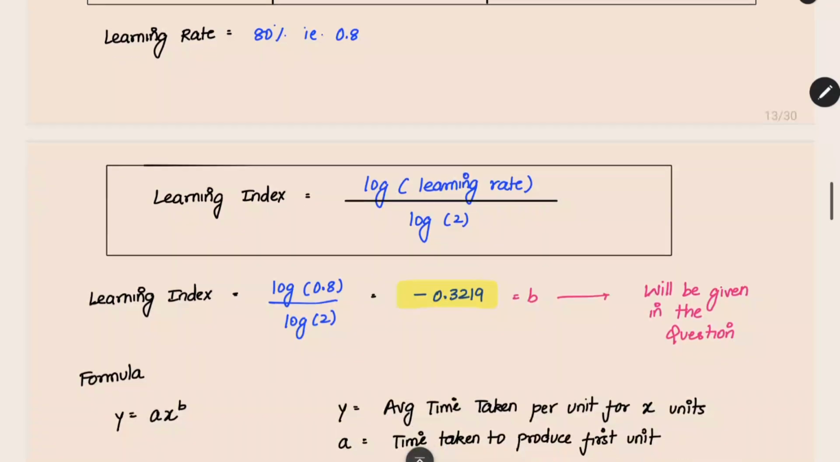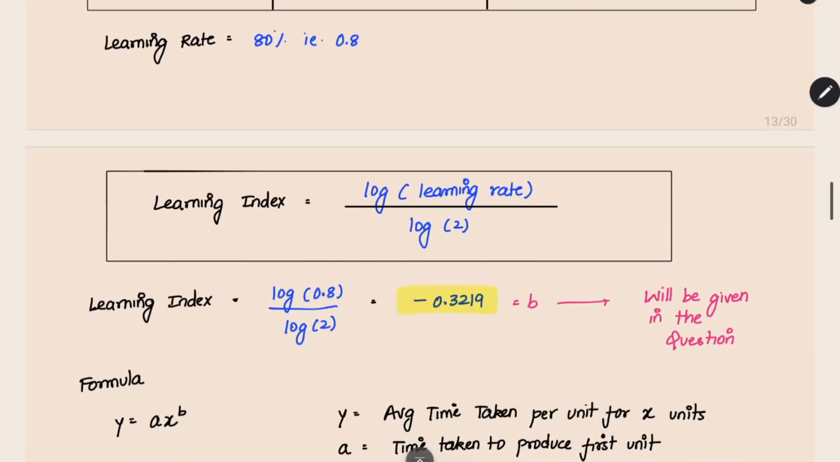Now, you have to find out the learning index. For learning index calculation, we have a formula: log of learning rate divided by log of 2. Learning rate is 80%, that is 0.8, which we saw earlier. We have to find log of 0.8 and then divide it by log of 2. This will be the answer. This will generally be given in the question. You need not remember this formula. They will directly give the learning index, b is equal to this much. They will give the value. I am just telling how they are getting that number. This will be given in the question.